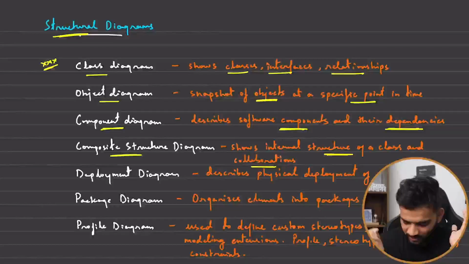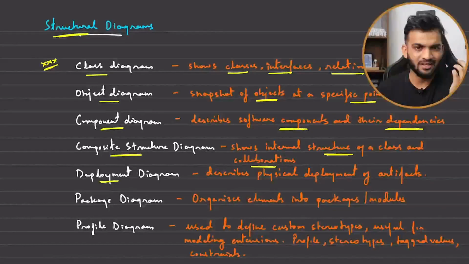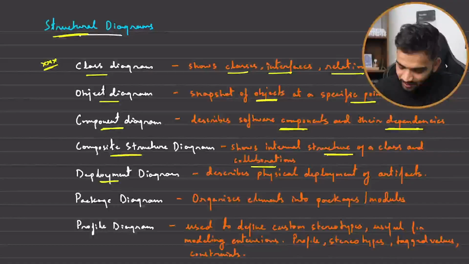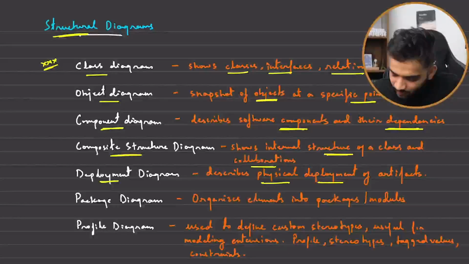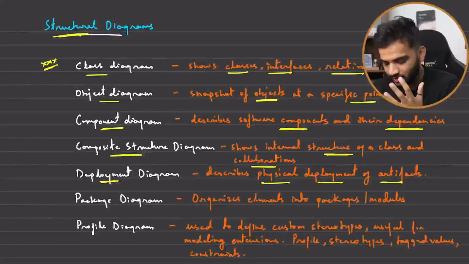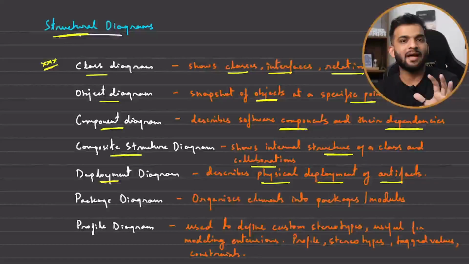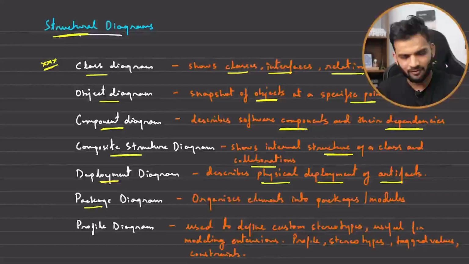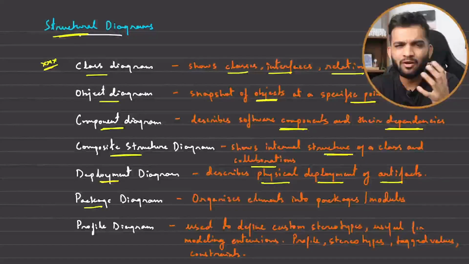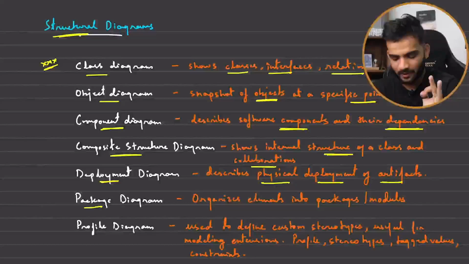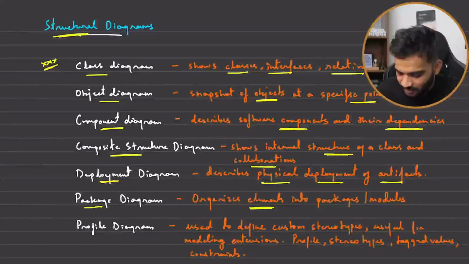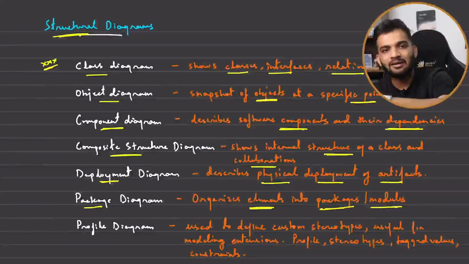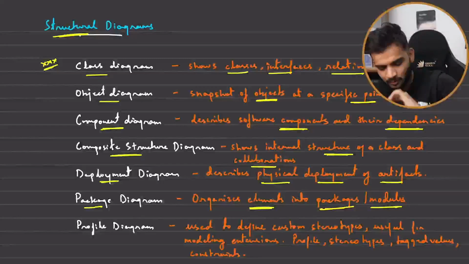Again, not important. Deployment diagram, the name itself conveys the definition. It describes the physical deployment of artifacts, where your servers will be and everything around that physical part, the deployment part. Package diagram: you have a lot of files, you'll have a lot of things in your code base. Now it's going to organize elements into packages and modules, like what kind of packages will you have under that structure and everything. This is where you define it.